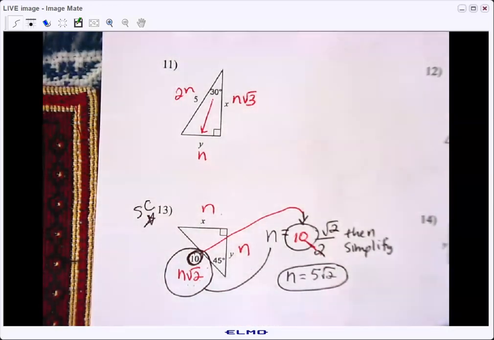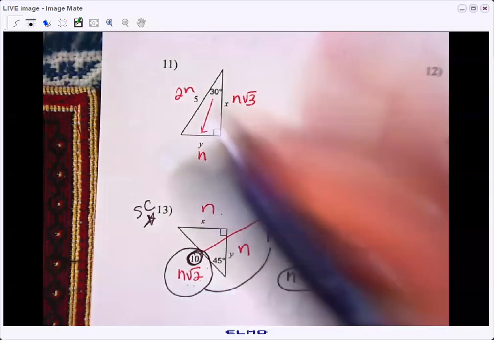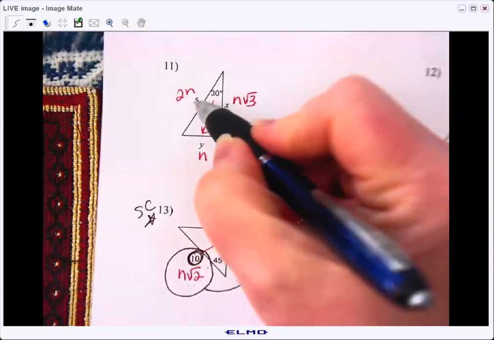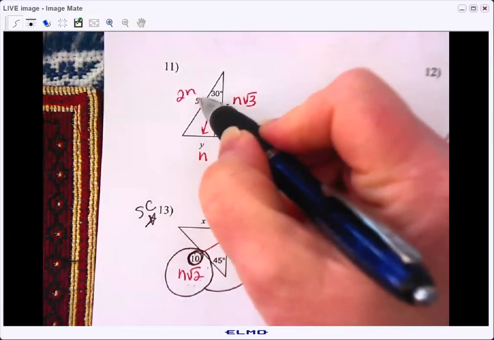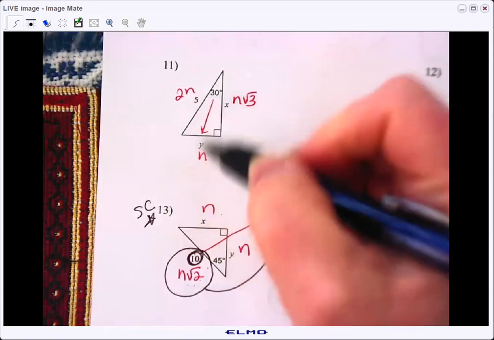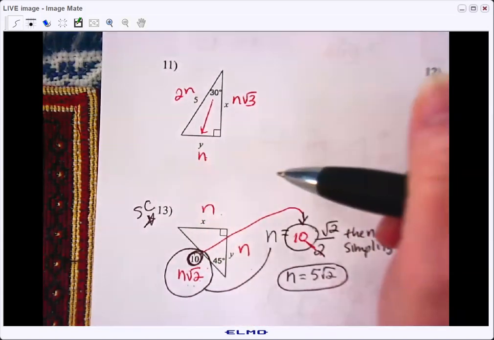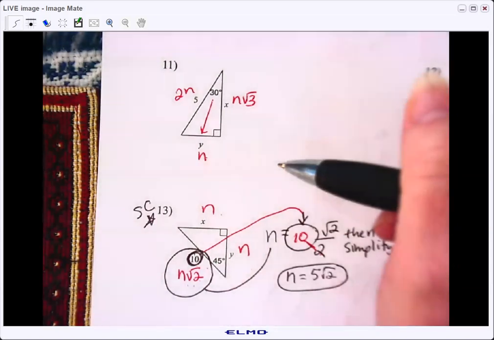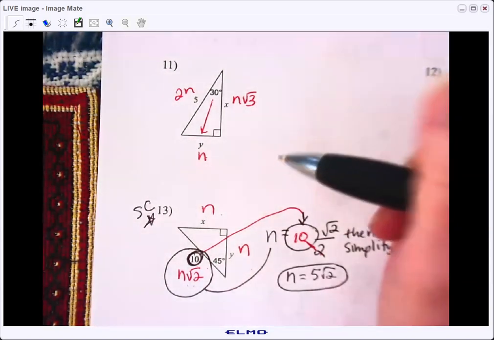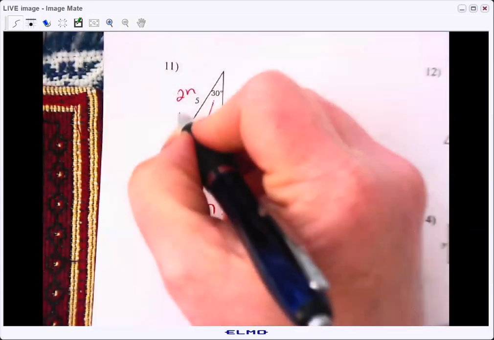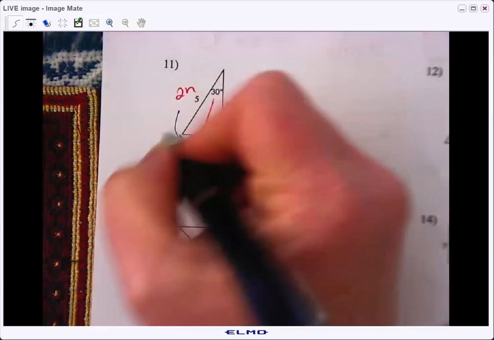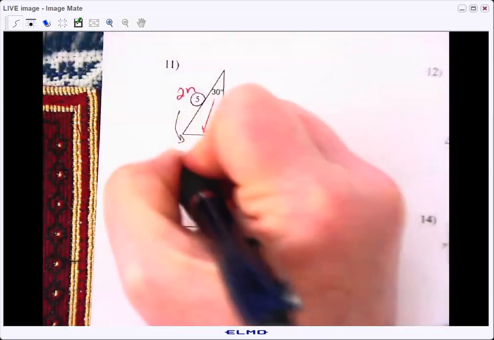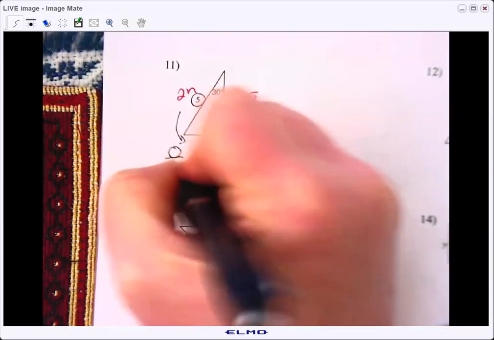So, okay, let me ask this. If this were a, let me go back to the 20. If this were a 20 instead of a 5, what would n be? 10. Okay, so all I have to do is divide this by 2. I'm going to take this number and divide by 2.